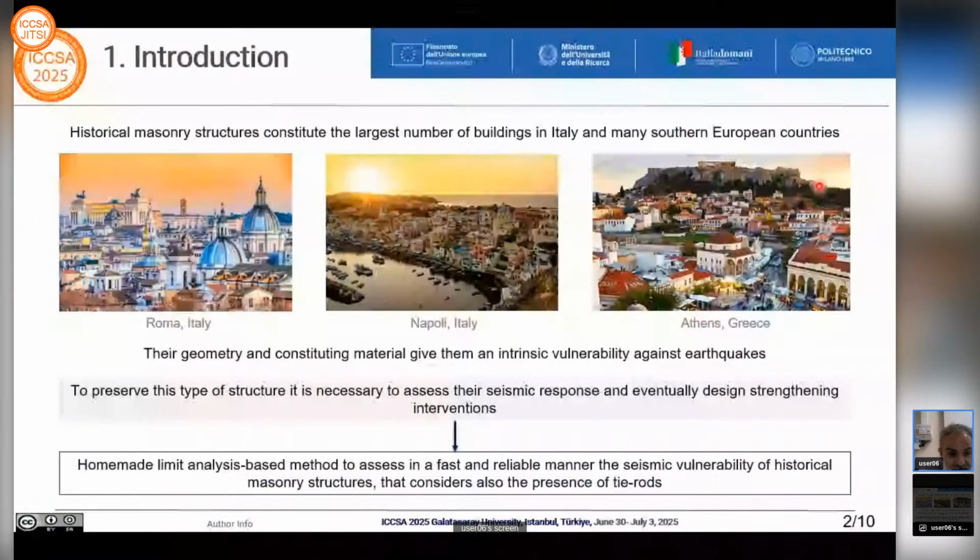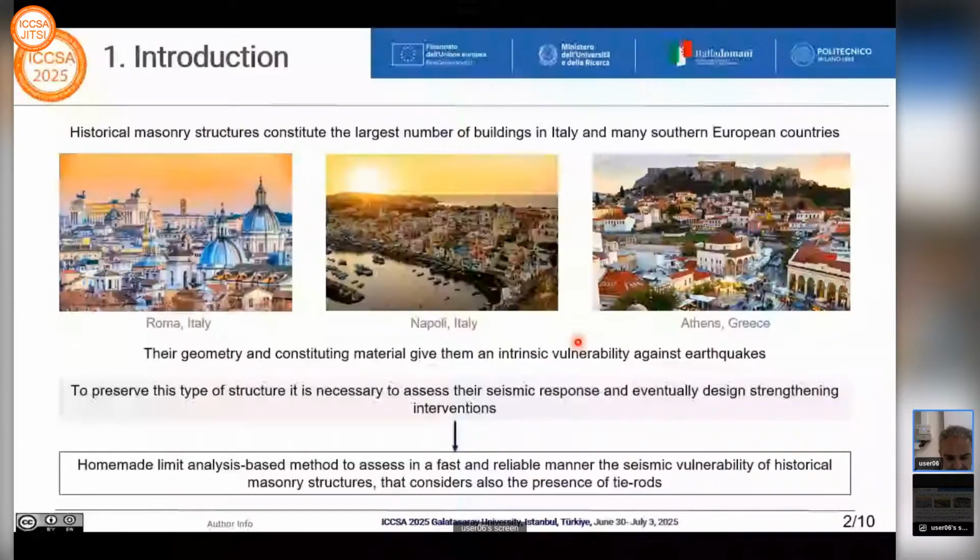The problem is the fact that historical buildings, especially in Europe, are very diffused. Here we can find three examples in seismic areas: Rome, Naples, and Athens. We have also Istanbul as well, but this is a slide that we use many times. So I apologize for having missed Istanbul, but also in Turkey.